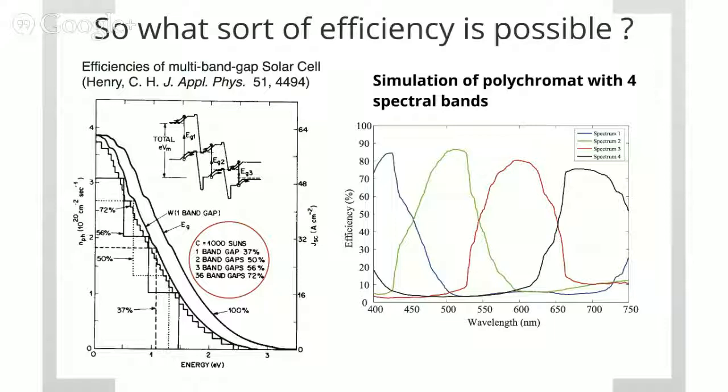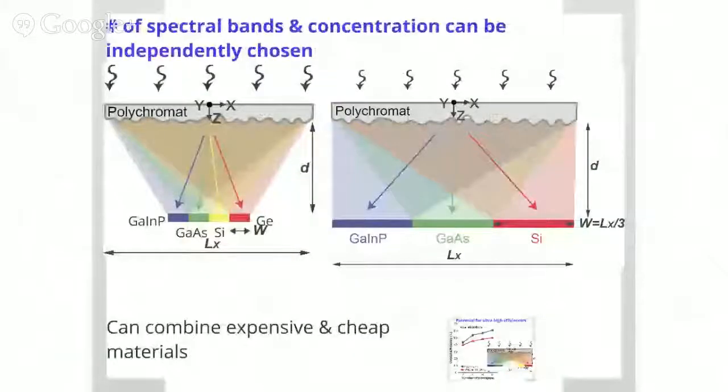So we actually want to do this. The idea is to make many more bands. This is an example of a design where we had 4 bands, 4 cells. We think with 4 cells, with enough concentration, we can get close to 50%, not quite 50%. This is a simulation example; we haven't made it. The other interesting thing with these optics is that you can choose the number of bands and the concentration independently. In this example, you can see I have 4 cells, and I've concentrated them more than 4x, almost arbitrarily.